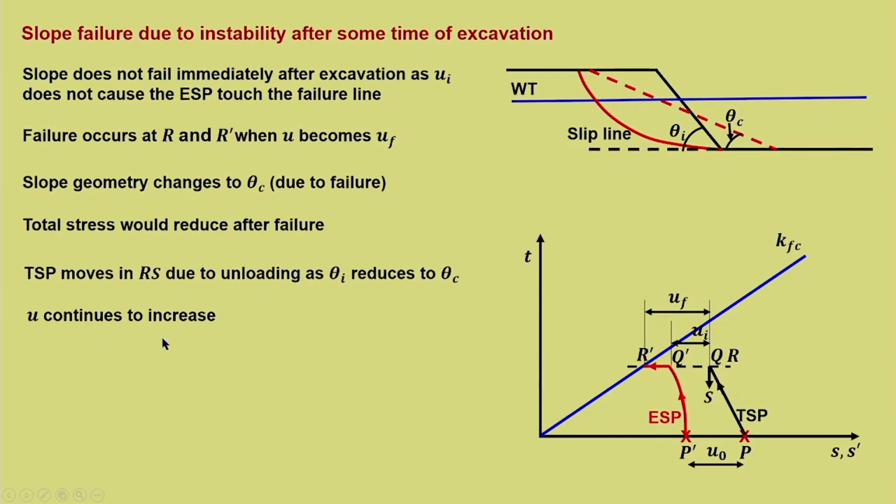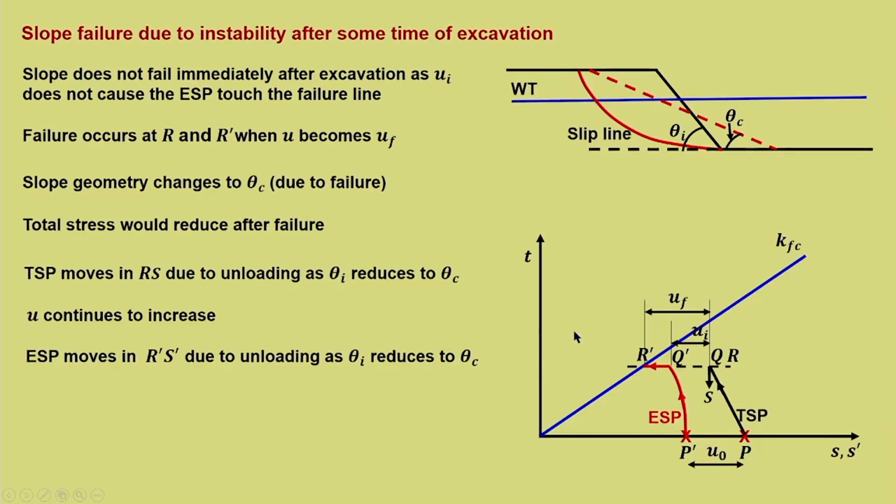But U continues to increase, because it is gaining pore water pressure till it reaches a steady state equilibrium value, which is denoted as maybe UFC. So, ESP moves in R dash S dash. Now, what is the effect on the effective stress path? It is not terminating here. Now, it has achieved a new geometry. Due to unloading because of theta I reducing to theta C, the ESP moves towards S dash. So, R dash S dash corresponds to a reduction in total stress path.